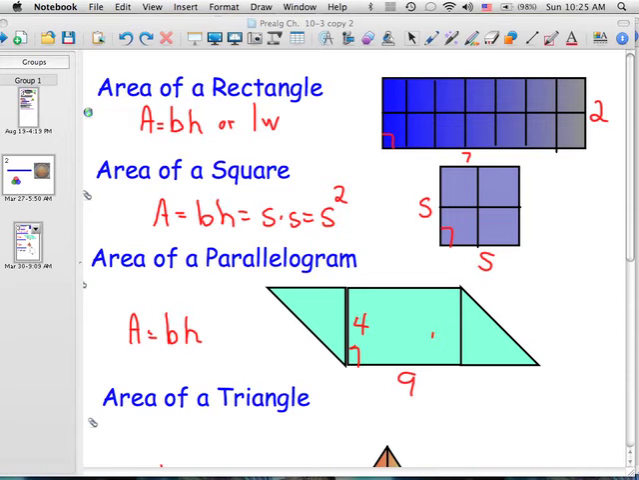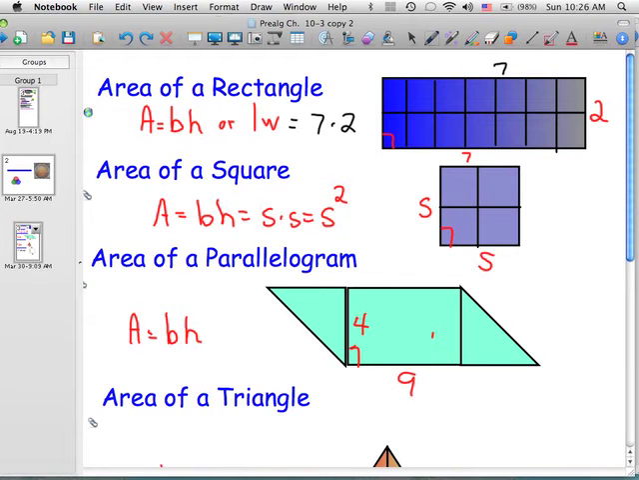When we find area, we're trying to find the amount of square units inside the shape. So if I had this rectangle and it has 7 squares across and 2 down, then the total number of squares in here, if I count them all, would be 14. And the easier way to do this is to take the length, which is 7, times the height, which is 2, and get 14.